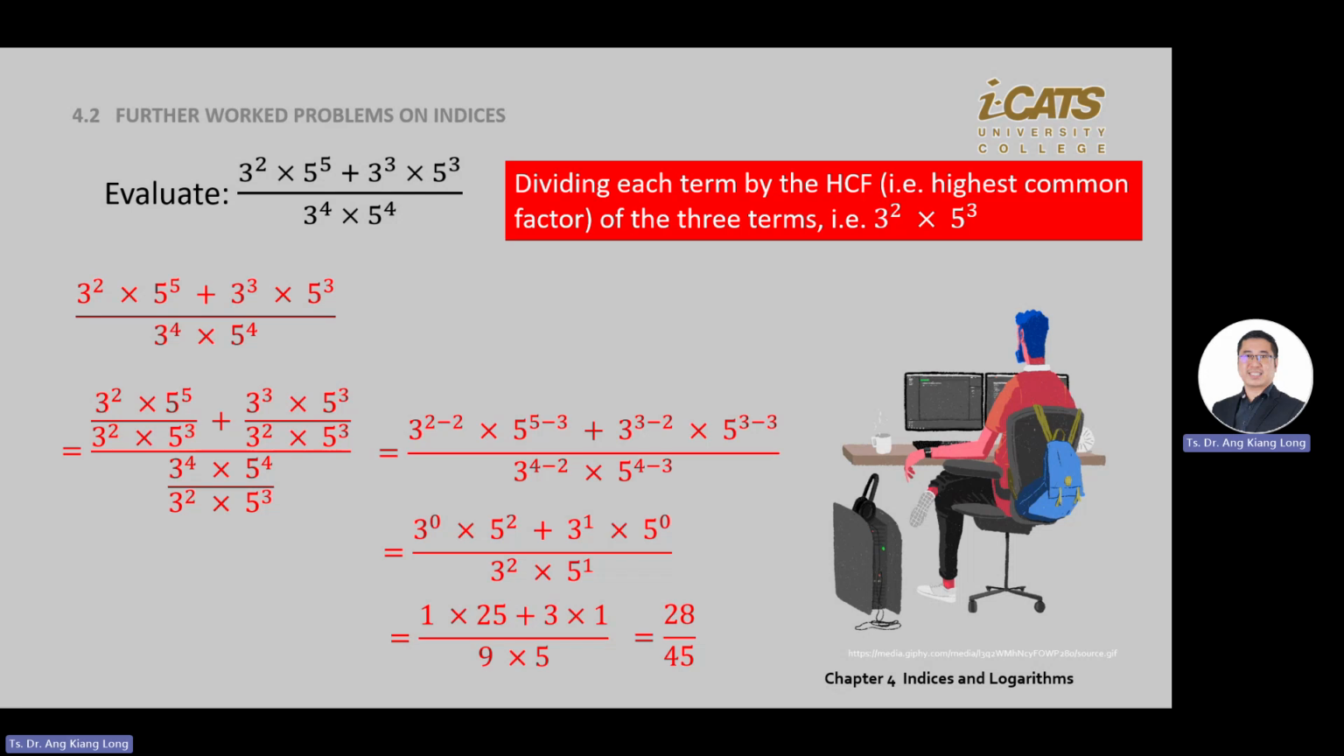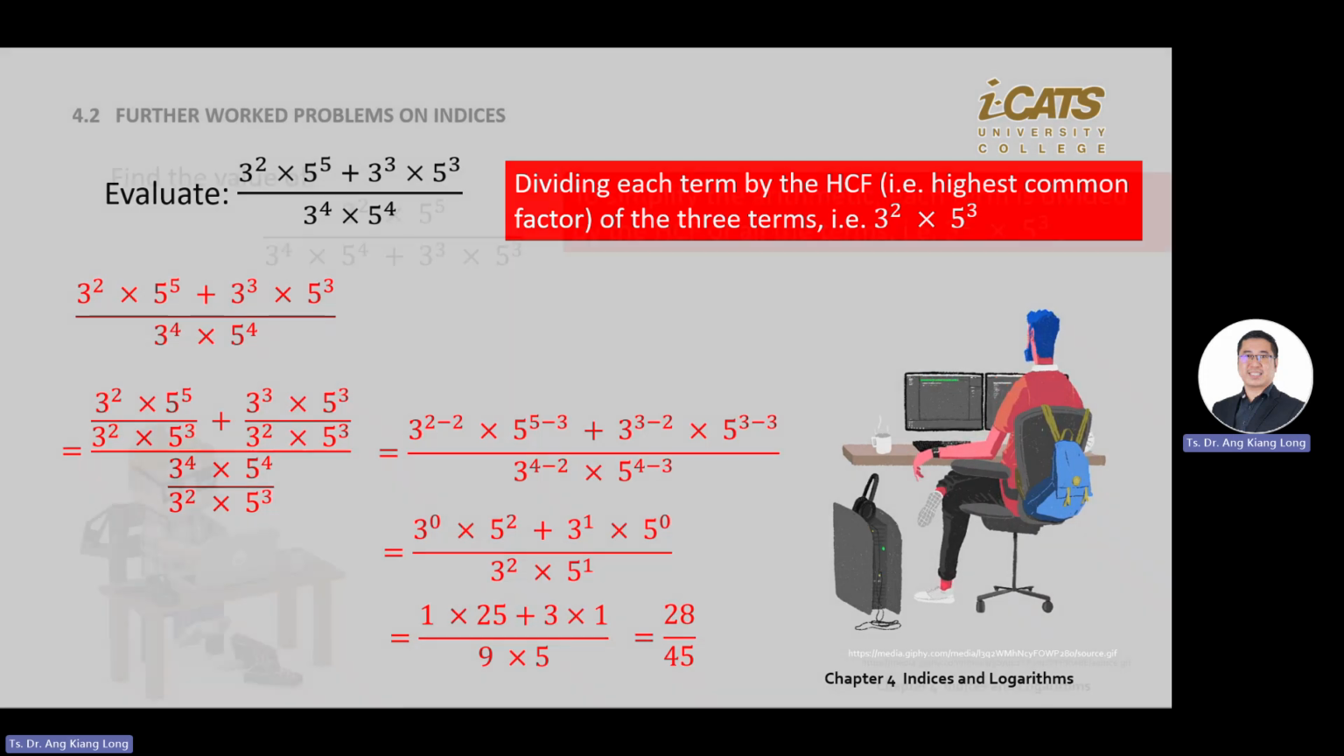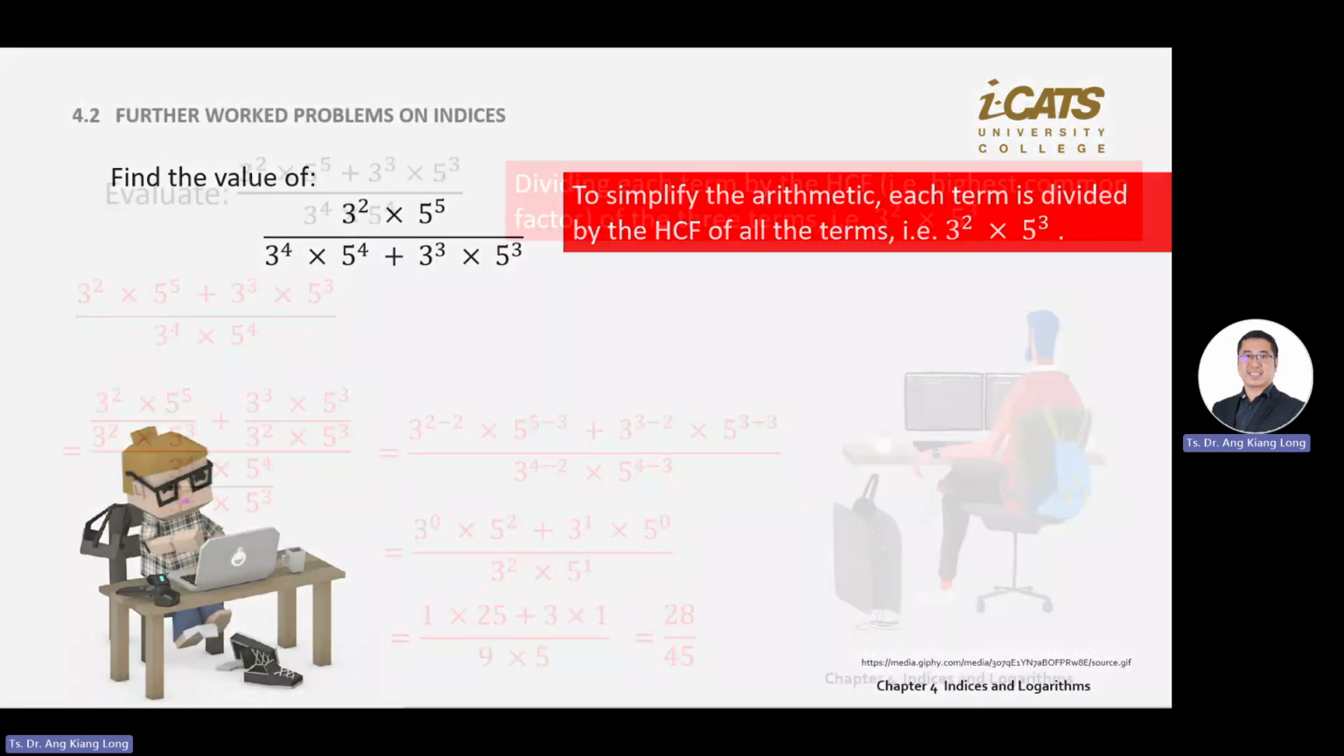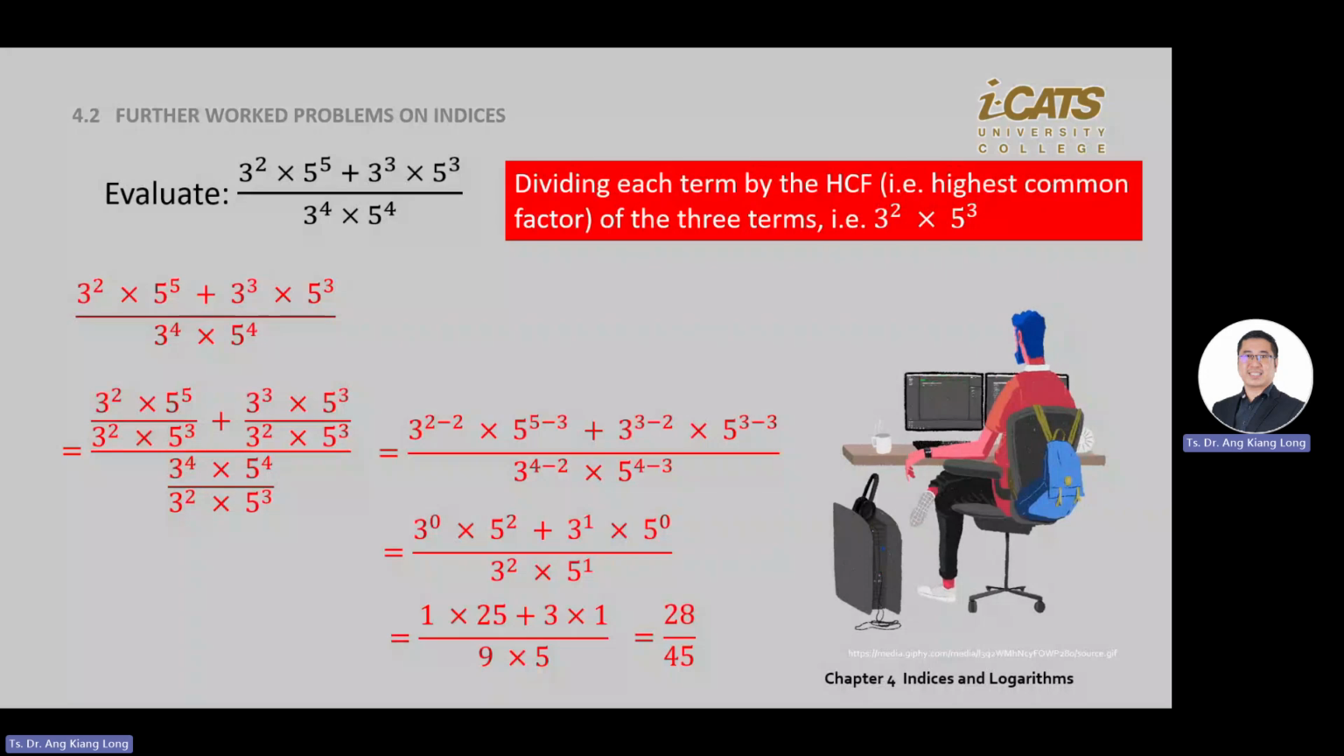Okay, by the end of the session, I'll give you one application question in aerospace engineering, how these indexes apply. Okay, so this one, you go home and see if you don't understand. It's actually the same working steps. You only need to highlight if you see any addition process on the top or bottom, you use the highest common factor to remove or to simplify the equation.